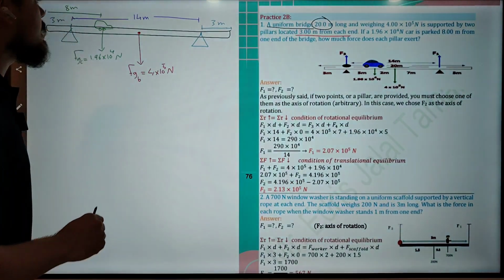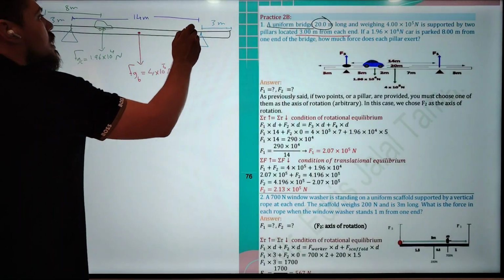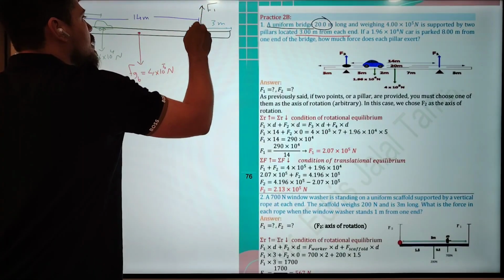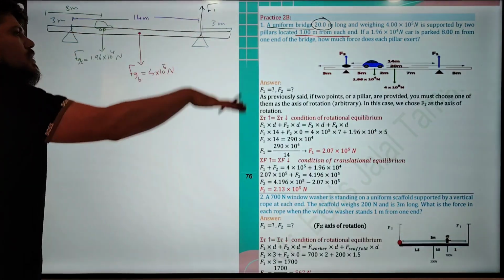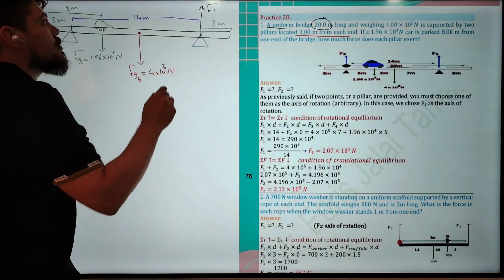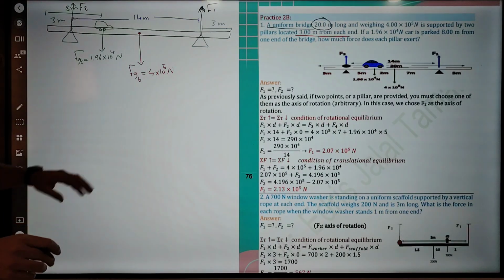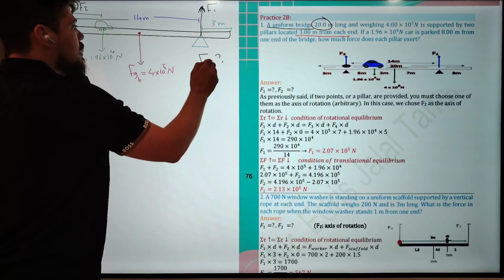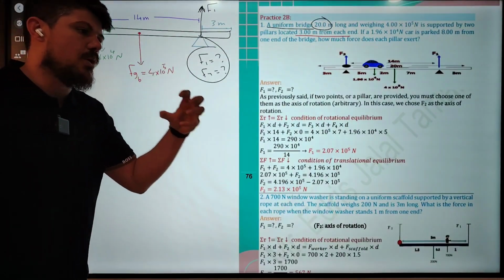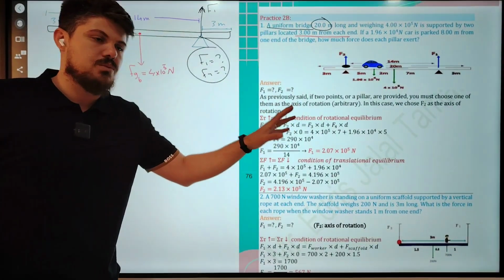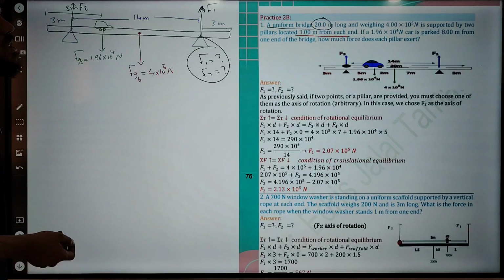Okay, so how much force does each pillar exert? How many pillars do we have? 2 pillars. How much force does each pillar exert on the bridge? Assume that this is F1, the force of the first pillar exerted on the bridge, acting upward because the bridge is put on the pillar and the pillar is exerting an upward force. This is F1 and this is F2. How many forces are unknown? 2 forces. F1 is unknown, F2 also unknown. If 2 forces are unknown in the question, be careful, you have to use both rotational equilibrium and translational equilibrium. To find the first force, F1, we have to use rotational equilibrium. For the second force, we have to use translational equilibrium.